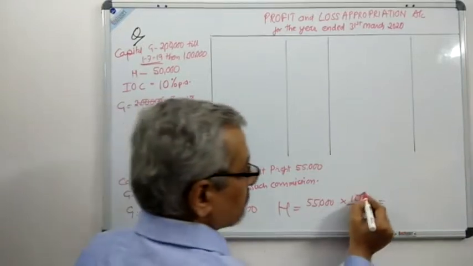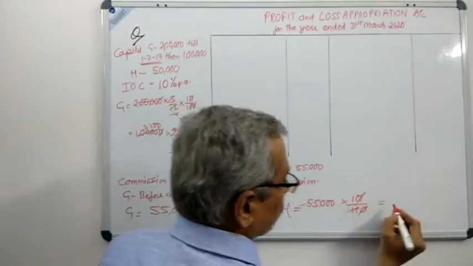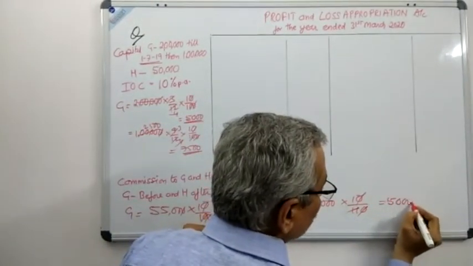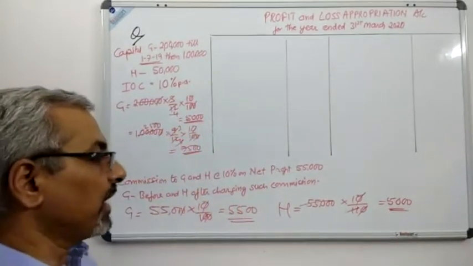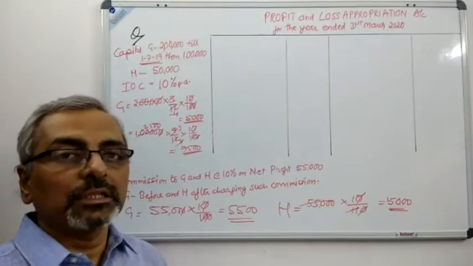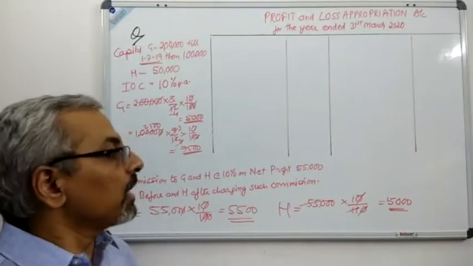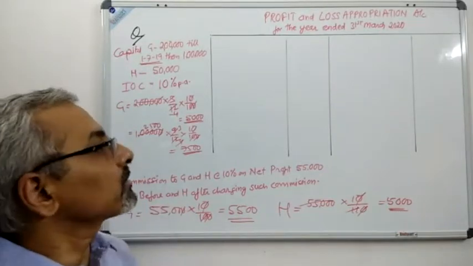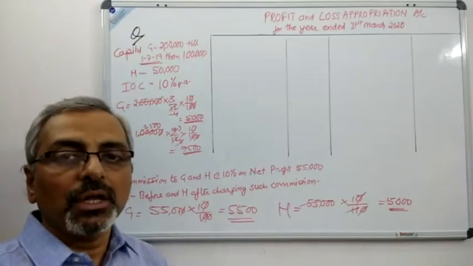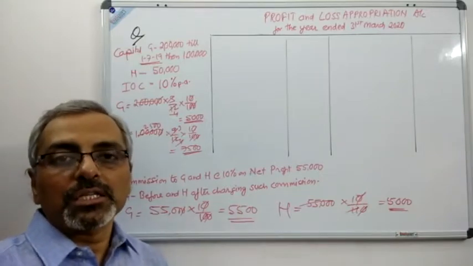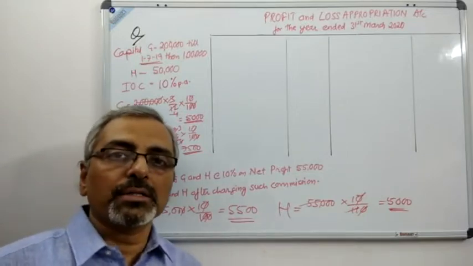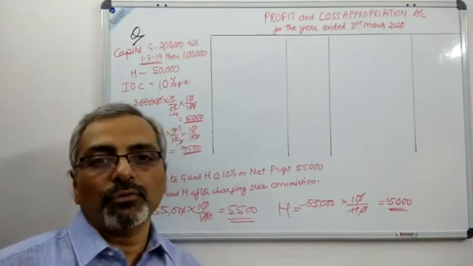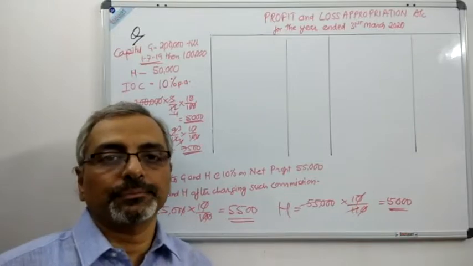So now let us move on and see over here. We have the commission as 5,000. So the commission for one of the partners is 5,500 and for the other partner is 5,000. After we have done the calculation for interest on capital and the commission, we will transfer these amounts to the profit and loss appropriation account and see what is the resultant profit of the partners.